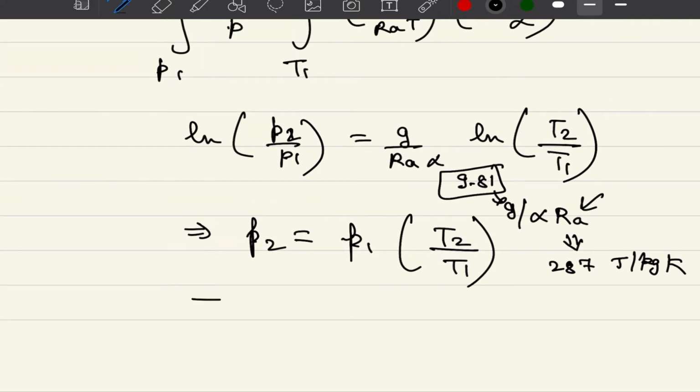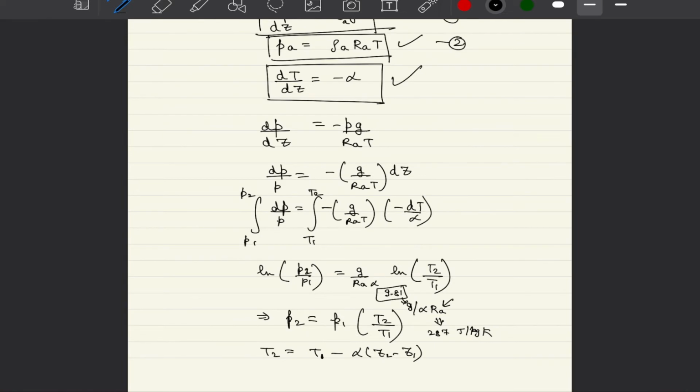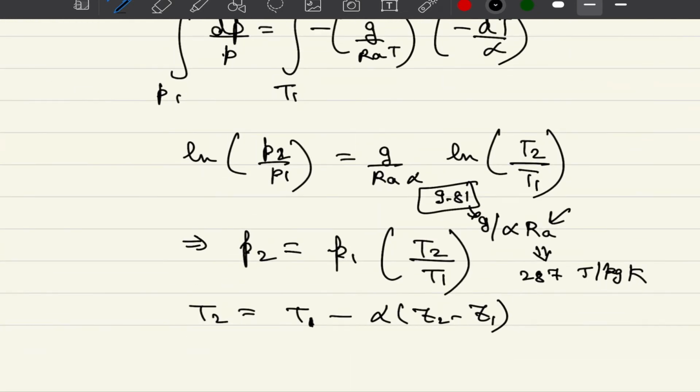We can also calculate T2 as T1 minus alpha into (Z2 minus Z1), because the equation can always be written as (T2 minus T1) upon (Z2 minus Z1) equal to minus alpha. When you simplify it, you get T2 equal to T1 minus alpha into (Z2 minus Z1).